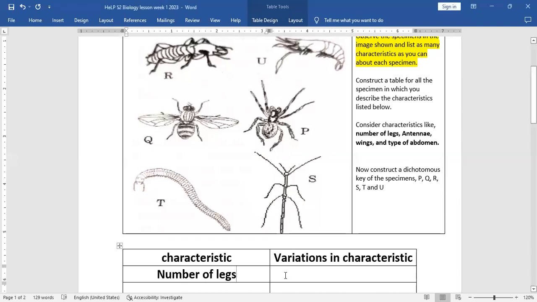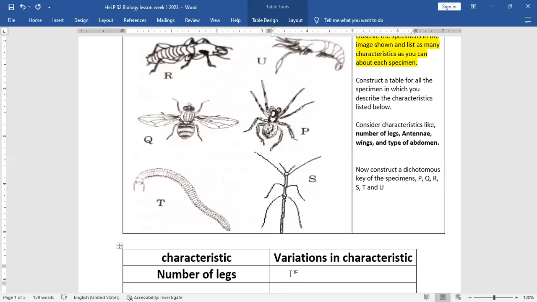So when it comes to number of legs, in dichotomous keys, we are supposed to break each characteristic into two variations. Now we have seen there is a specimen with 10 legs. There's a specimen with 8 legs. There's a specimen with many legs. And there are 3 specimens with 6 legs.